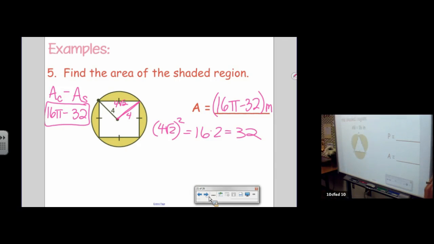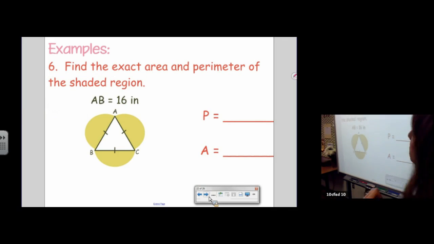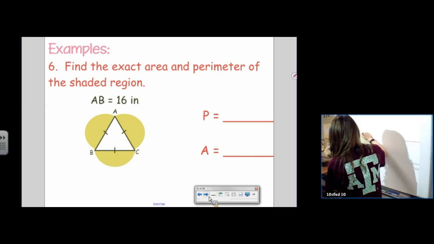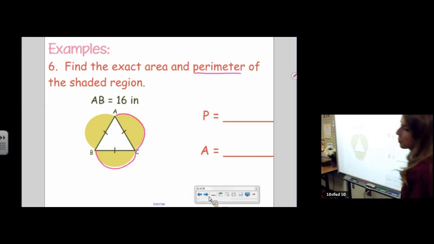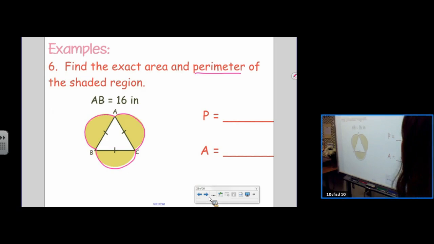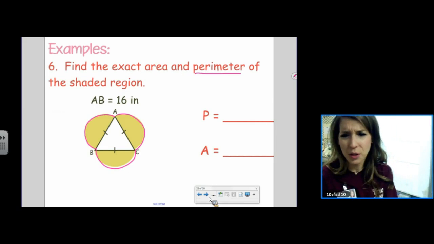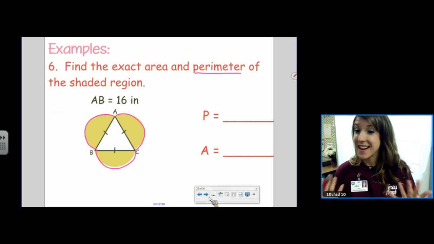Find the exact area and perimeter of the shaded region. I am going to add something to this. For the perimeter, we are only going to do the outer part. Okay? So for perimeter, we're only doing that section right there. I'll let you think about it for a minute. The way I looked at this one is that I tried to figure out how many circles I am dealing with? How many full circles do we have? One and a half, right?